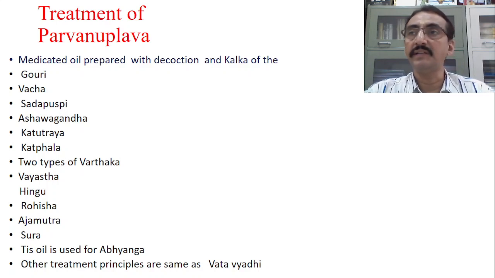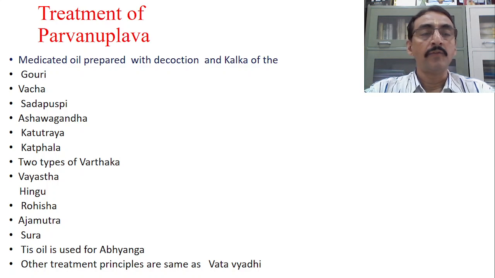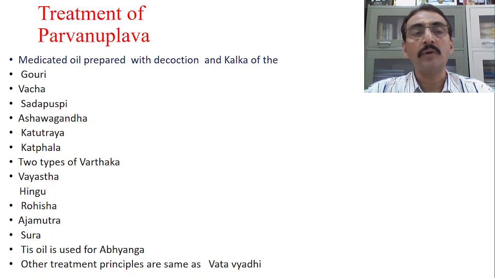If you look into the drugs mentioned here, they are Vatahara in nature and also Vedanahara in nature. This oil is prepared according to the Taila Vidhi, and is used for Abhyanga. The other treatment principle mentioned for the same clinical condition is the treatment principles of Vata Vyadhi. Any treatment principle related to Vata Vyadhi can also be adopted here. Drugs like Hingu are basically Vatanashaka. Similarly, there are Vartaka, Katphala, Katutrayas. There are many Dipaniya, Pachaniya and Brahmaniya drugs present, along with Vatanashaka drugs in this combination. Vacha is a Lekhaniya drug. So in total, this is the treatment principle explained for Parvanuplava.